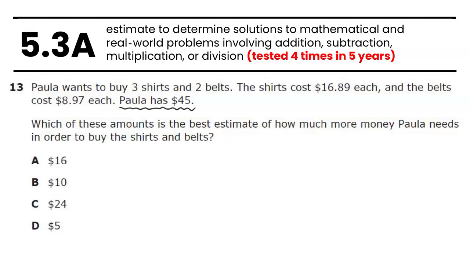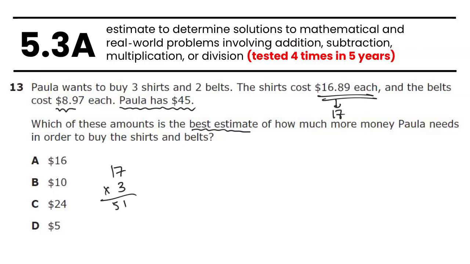What we see here now is that we have 3 shirts and 2 belts, and so the shirts each cost $16.89. Because I want the best estimate of this amount of money that Paula needs, I know that I can round 16.89 to 17. And so for shirts, I know that I'm going to be multiplying 17 times 3 since she wants to buy 3 shirts. This is going to give me 51 for the cost of the shirts.